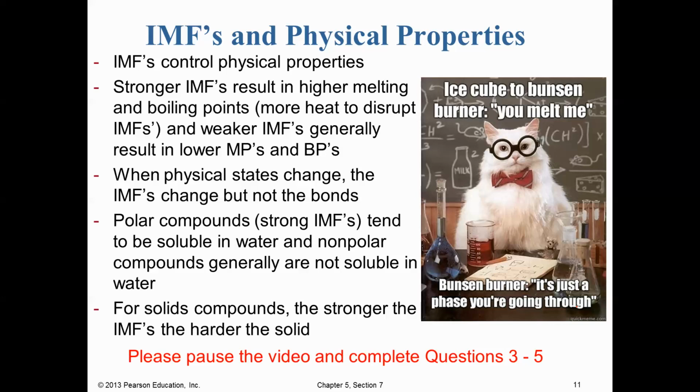So why should we care about the IMFs? Again, I mentioned they're incredibly important to biology, but in chemistry, they are going to control the physical properties. If we have stronger IMFs, the result is going to be higher melting points and higher boiling points. In other words, our material is more likely to be a liquid or even a solid at room temperature if our IMFs are pretty strong. And if we have weaker IMFs, then we're generally going to have lower melting points and boiling points, and that means oftentimes compounds with weak IMFs are going to be gases at room temperature, or at least they're going to boil and vaporize easily.